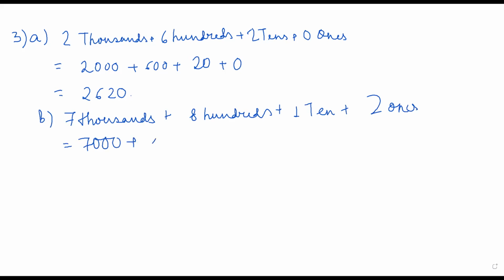So this will be like this: 7000 plus 800 plus 10 plus 2. So the number will come as 7812. C and D, now you do. The rest we will go through after that. I'll go to the next sum after that.